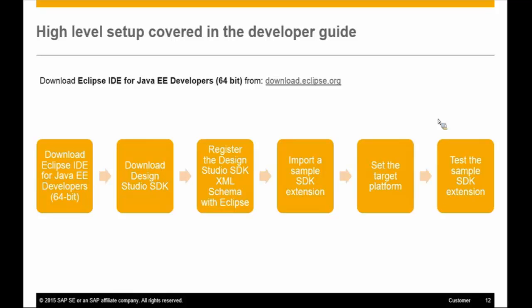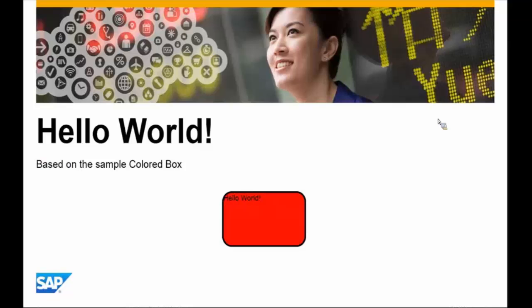You register the Design Studio SDK XML schema, so then Eclipse knows about settings in your contribution files. Then you import a sample, and then you set the target platform. The reason we do that is although we're developing in Eclipse, we want to test this in Design Studio. So that tells Eclipse how to launch Design Studio with your extensions inside it, so you can then see it, and then you'll test your sample as well, which is where you can debug it.